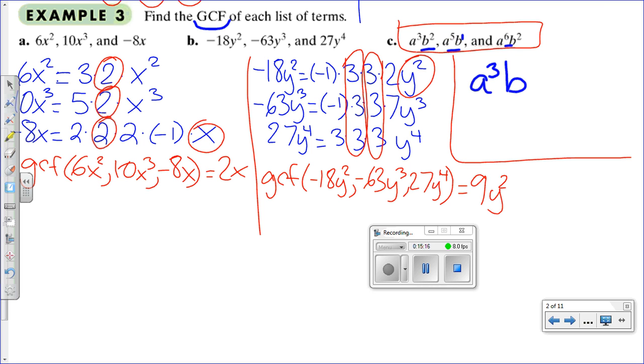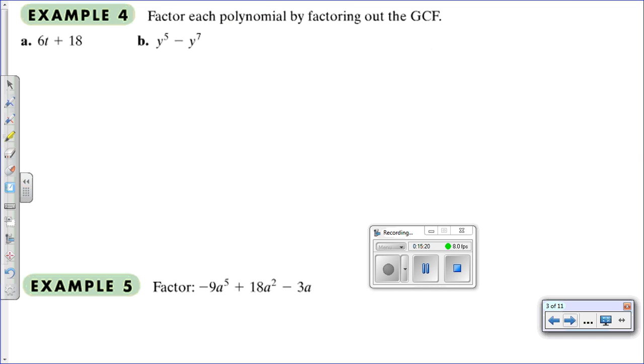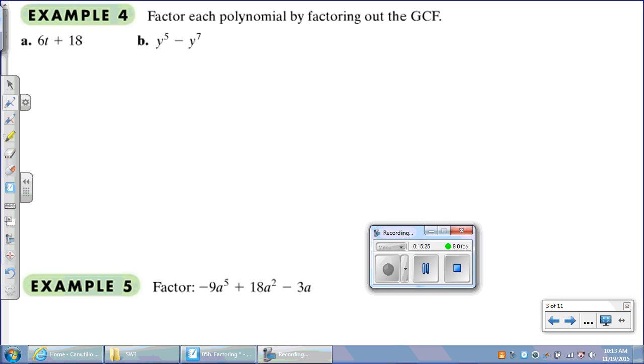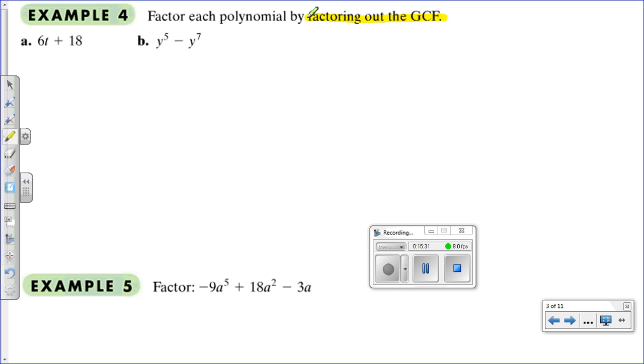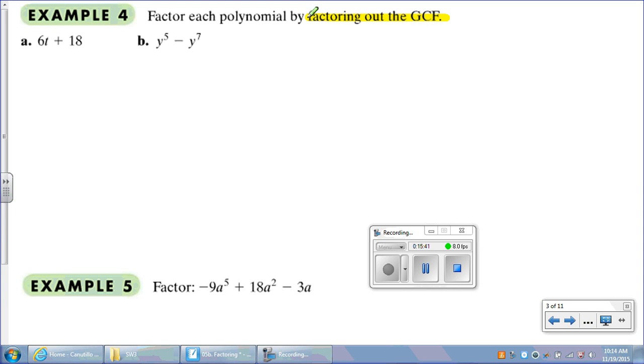All right, so I have bad news for you. The next two slides, you don't have them printed, so you're going to have to write down the problems. So for example 4, what we need to do now is factor out the GCF. Before, we were only finding the GCF. Now we're actually going to factor it out.